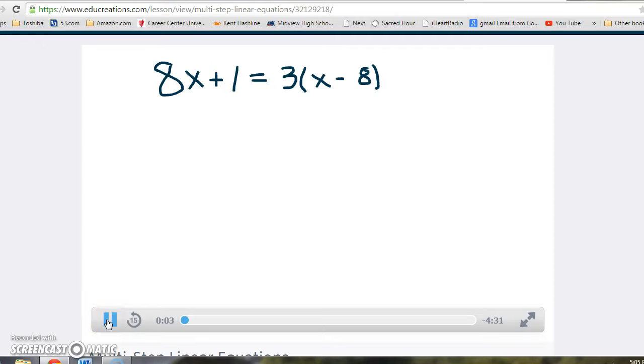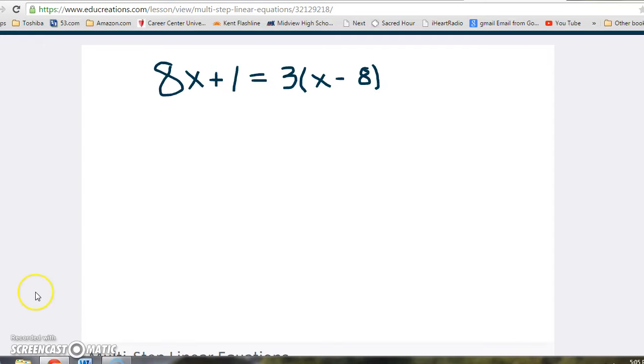Ladies and gentlemen, welcome to your homework assignment tonight, learning how to solve a multi-step equation. We're going to begin with the example that you can see in front of you: 8x plus 1 equals 3 times the quantity x minus 8. This is our solving multi-step linear equations.